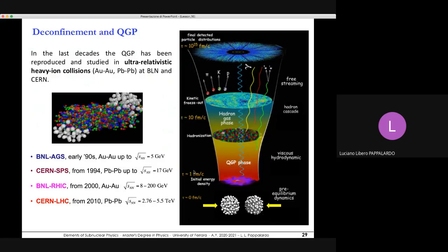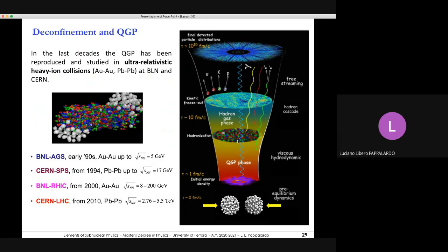So what happens when one such ultra-relativistic heavy ion collision occurs? You collide two heavy nuclei at relativistic energies. Suppose the collision is central, so the majority of the nucleons are involved. Then a very hot fireball is created, where one thinks the quark-gluon plasma is formed. This fireball evolves in time, with time running in the vertical direction here. As time goes on, the fireball starts to expand and cool down.